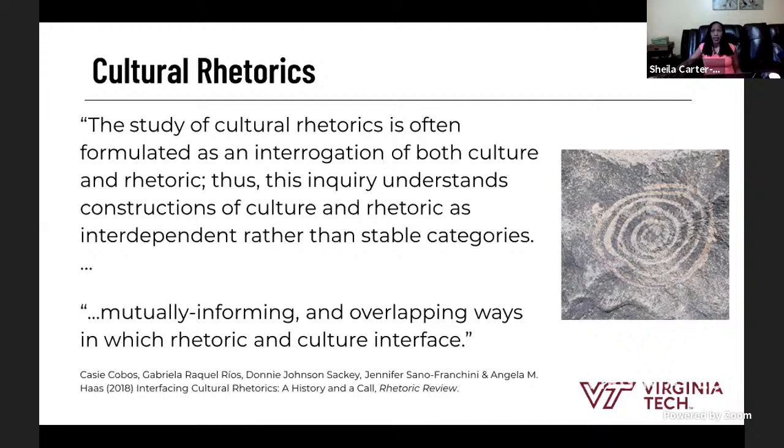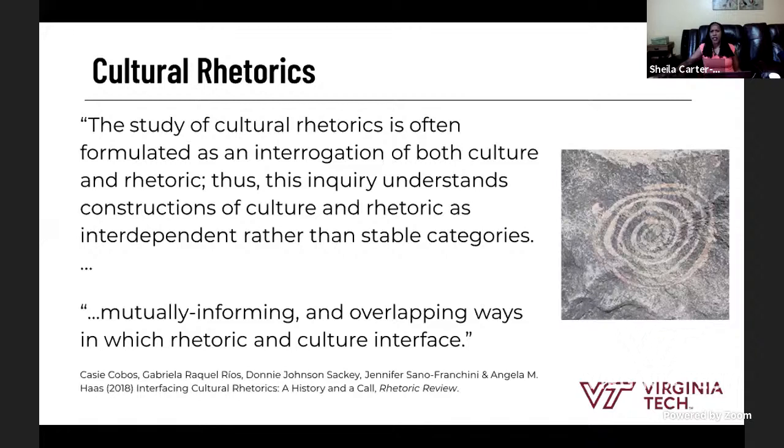stated that the study of cultural rhetorics is often formulated as an interrogation of both culture and rhetorics. Thus, this inquiry understands constructions of culture and rhetoric as interdependent rather than stable. So what they were saying is that culture and rhetoric are mutually informed and overlapping in ways in which rhetoric and culture can interface. Cultural rhetoric scholars and practitioners in writing studies explore a range of rhetorics: African-American rhetorics, Native American rhetorics, Chicano-Chicana rhetorics, Asian-American rhetorics, queer rhetorics, and that's just to name a few.